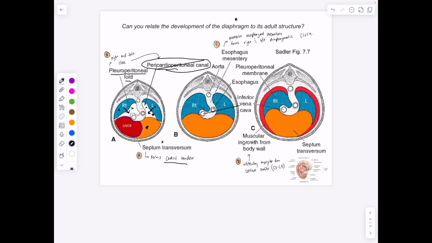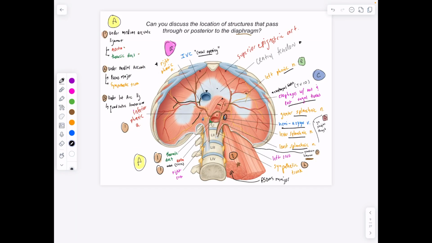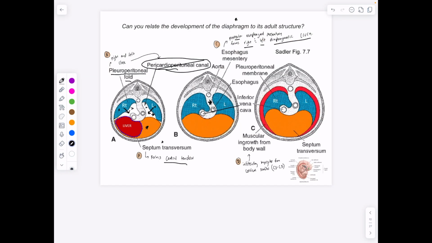On the next slide. Then we have this mesentery right here. So posterior esophageal mesentery forms the right and left diaphragmatic crura, which again, remember, right and left crura anchor the diaphragm to the spine. All right, and then finally, we have this muscular ingrowth from the body wall, and this is infiltrating myocytes from cervical somites, C3 to C5.